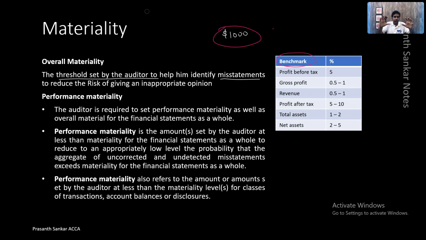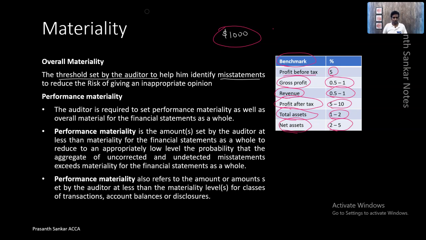He needs to have appropriate judgment and a benchmark involved to establish the materiality, that is, which transactions we are going to audit above this materiality. Above this materiality, if there are mistakes, it means the financial statements are not appropriate. That benchmark is this. You can go for profit before tax. For the company, you will establish materiality as 5%. If it is gross profit, 0.5 to 1%. If it is revenue, 0.5 to 1%. Profit after tax, 5 to 10%. Total assets, 1 to 2%. Net assets, 2 to 5%.